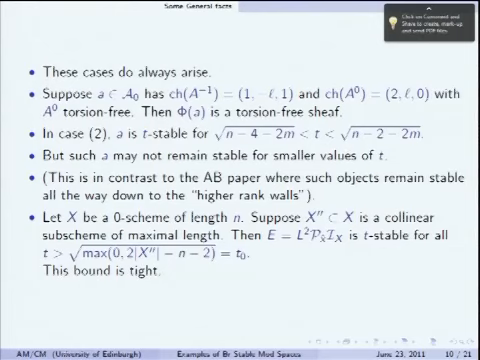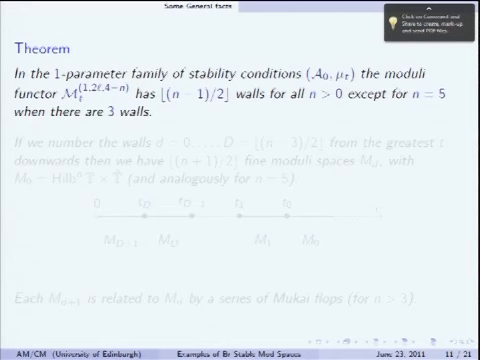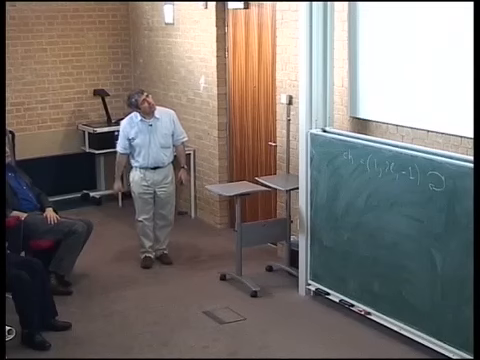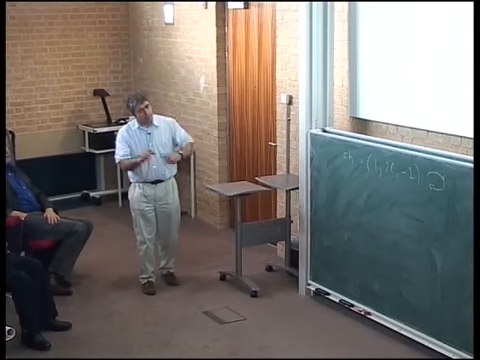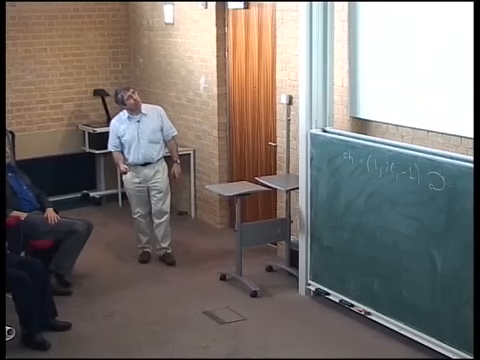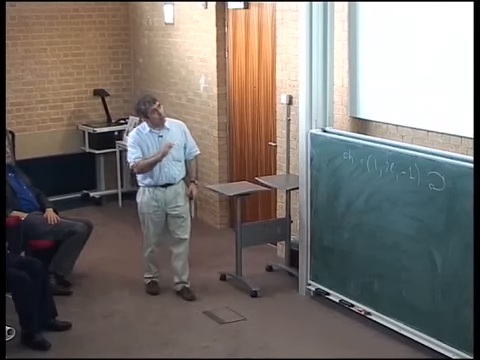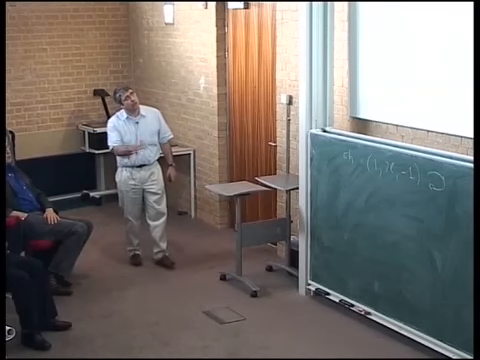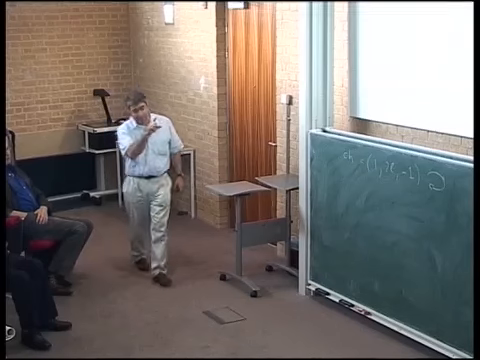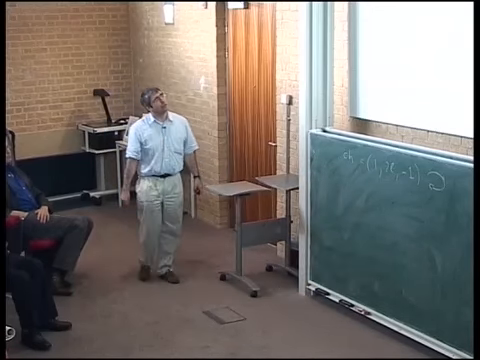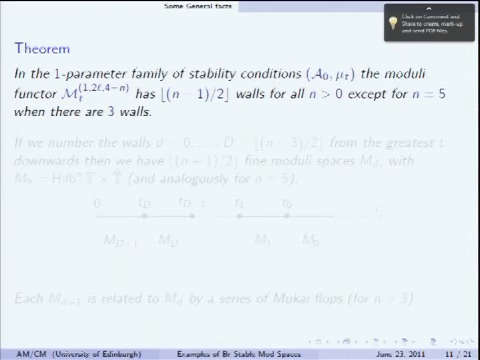So that's the general data we have, and from that we can construct examples. It's worth doing that because the examples exhibit all sorts of curious behavior. So I'm just collecting all that information together. What do we know? If we have this one-parameter family of stability conditions, I'm going to fix my abelian subcategory as this A0, and then I have mu t, the slope function, varying. Then the moduli functor hits n minus 1 over 2 walls.